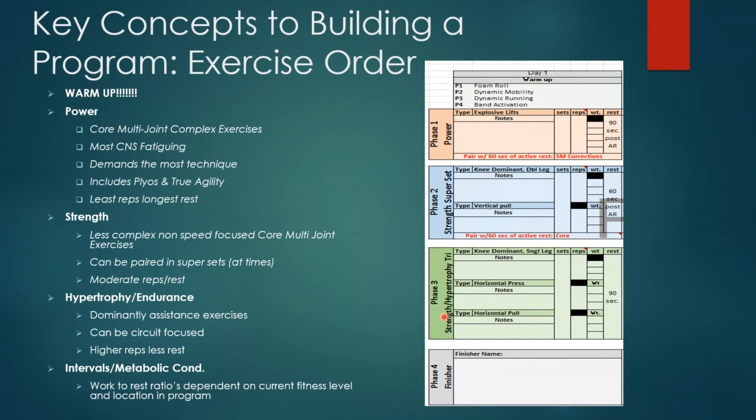Then we go to this hypertrophy and endurance section. I don't know why it says strength and hypertrophy right there. That's a typo. So this is dominantly assistance exercises, but it still can be some multi-joint exercises. You could throw some push-ups in there. You could throw some pull-ups in there. You could do other exercises that are a little multi-joint, but they're going to be much higher reps, okay? And it's going to be much less weight. Okay, these can be circuit focused, and this can be higher reps.